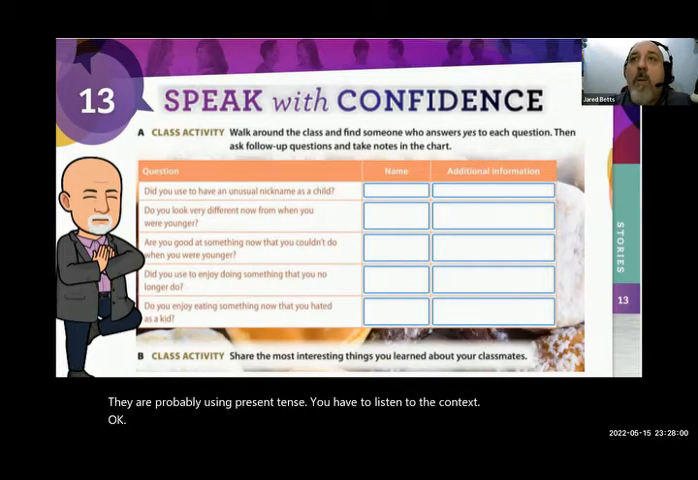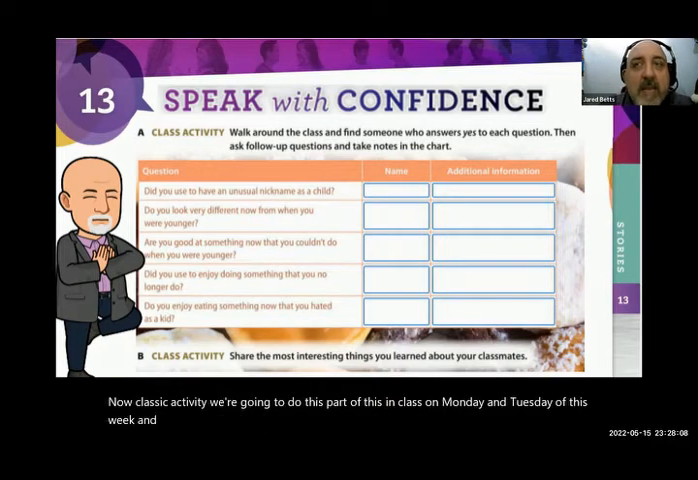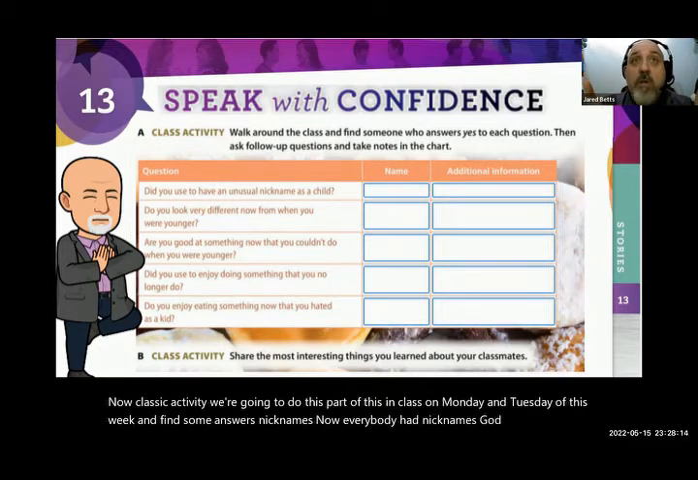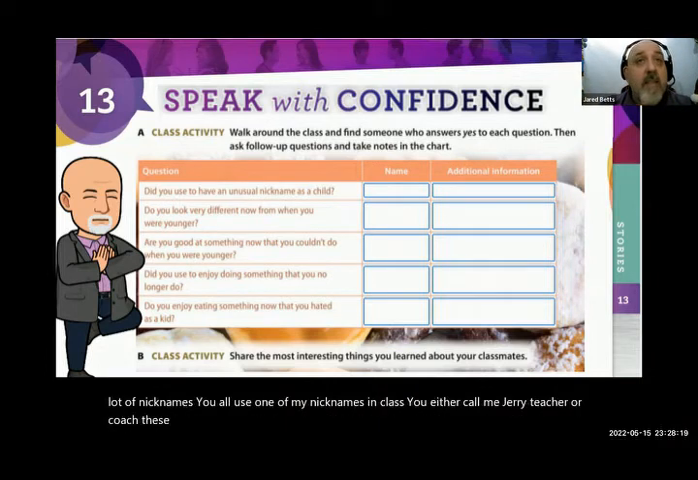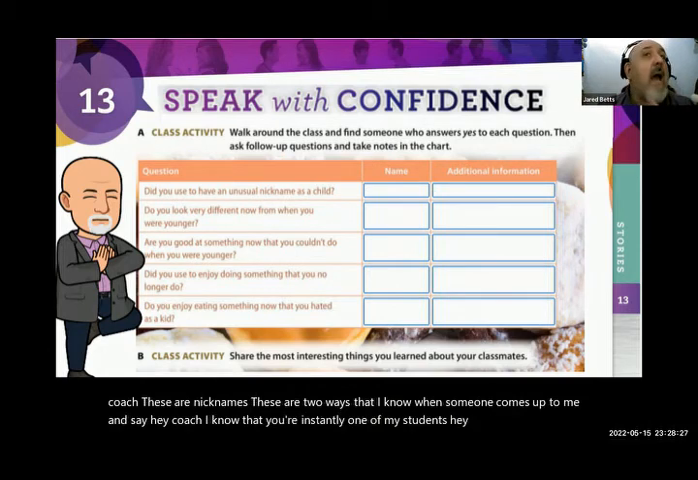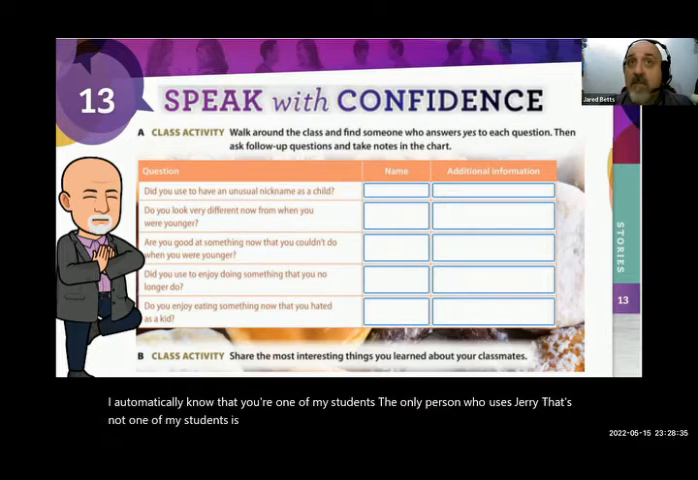Now, class activity. We're going to do this part of this in class on Monday and Tuesday of this week and find some answers. Nicknames. Now, everybody has nicknames. God knows I have a lot of nicknames. You all use one of my nicknames in class. You either call me Jerry Teacher or Coach. These are nicknames. These are two ways that I know when someone comes up to me and says, "Hey, Coach," I know that you're instantly one of my students. "Hey, Jerry Teacher." Jerry, I automatically know that you're one of my students. The only person who uses Jerry that's not one of my students is my wife.